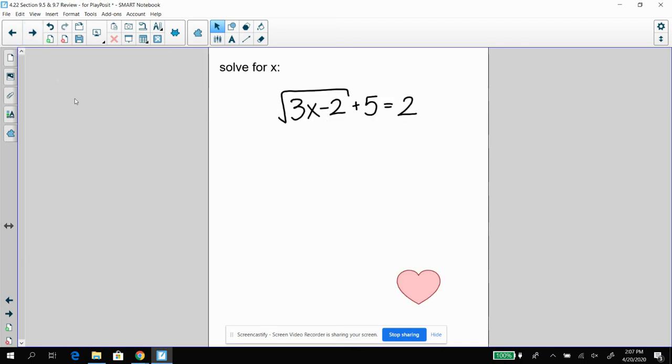All right, next problem here. So go ahead and solve this one for x. So remember, you are trying to undo everything that's happening to this guy, and there's a lot that's cramping its style. So go for it.